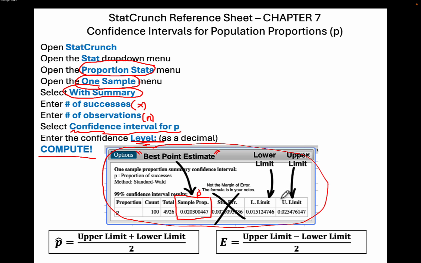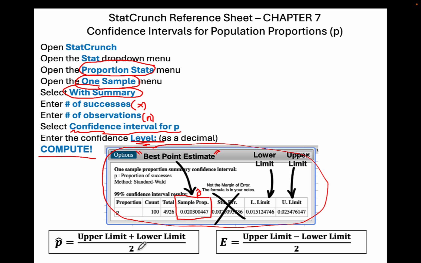L limit and U limit represent the lower and upper limits. If you have this output screen and you're asked what is the margin of error, you can work backwards. You can take the upper limit less the lower and divide by 2. Similarly, if you're not given X or N, but you have the interval, you can work backwards and find p hat using the upper limit plus the lower limit and dividing by 2.